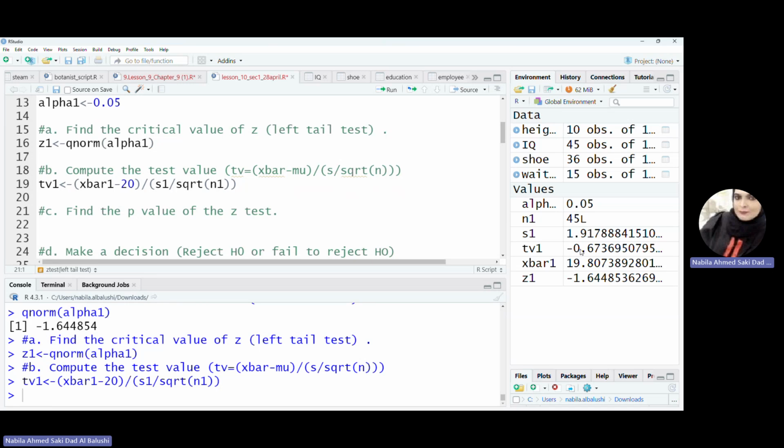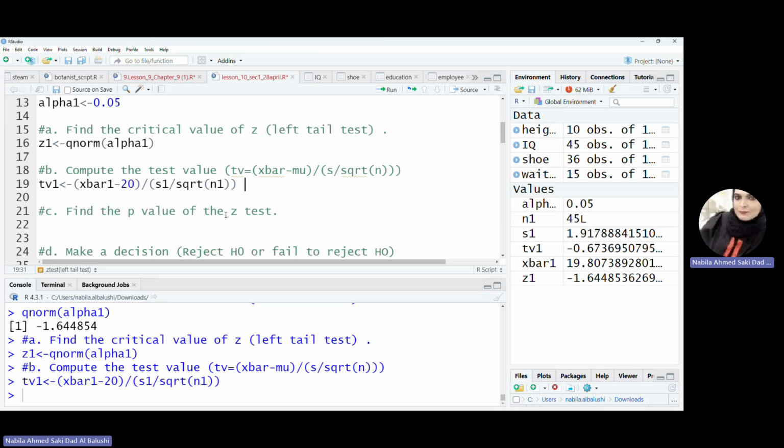If you just observe, the test value is coming before the critical value. So it's not in the critical region. That's why we do not reject H naught. You can draw the curve and show that the test value is not in the critical region, so H naught is not rejected.